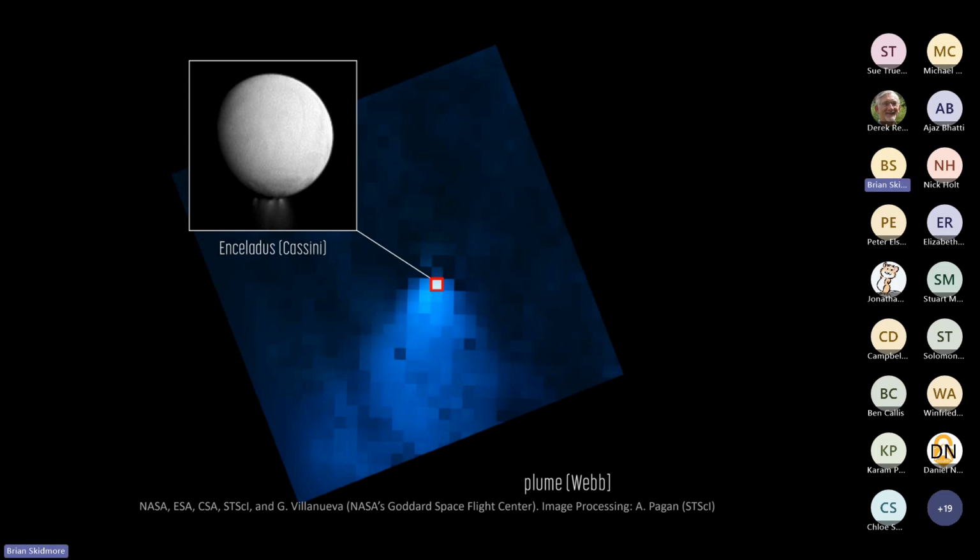So that's very exciting, and it means that hopefully spectroscopy from James Webb will discover other molecules or atoms in that plume. Unfortunately, in this campaign, it only discovered water, even though Cassini, which flew through it, discovered some ionic compounds.